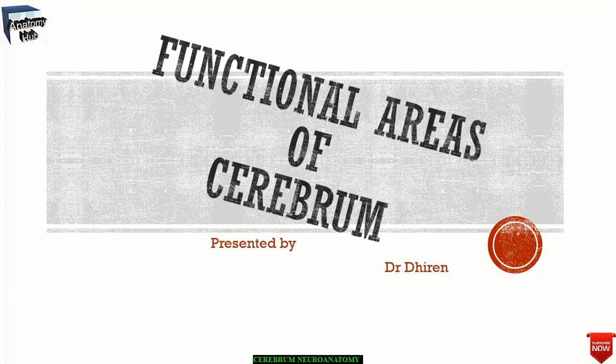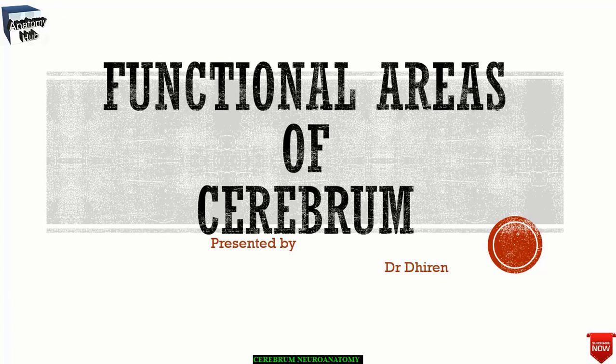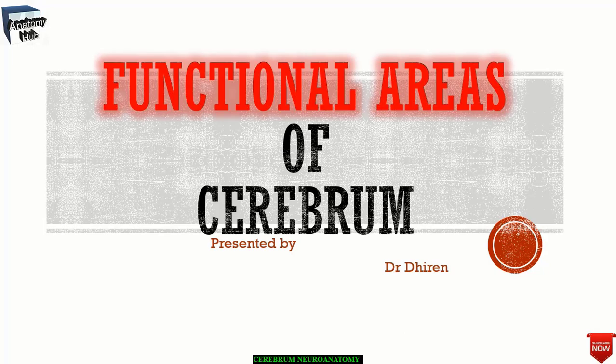After studying the sulci and gyri, today we will study the functional areas in the cerebrum. The functional areas of the cerebrum are most important in neuroanatomy to know the functions of how the cerebrum controls our whole body and how this cerebrum is the seat of consciousness, that today we will study.